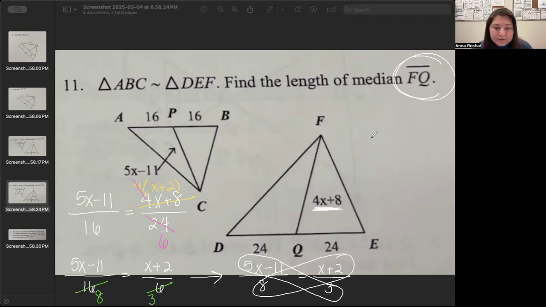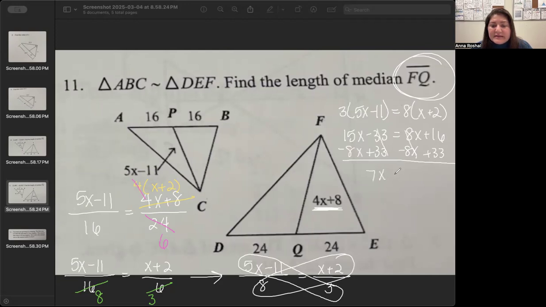I'm kind of running out of room, so hopefully this works. So I've got 3 times 5x minus 11 equals 8 times this x plus 2. So I'm going to distribute and get 15x minus 33 equals 8x plus 16. I'm going to add the 33 to both sides. And at the same time, I'm going to subtract 8x so that these guys both go away. So I'm going to be left with 7x equals 49. And so X is going to be 7.